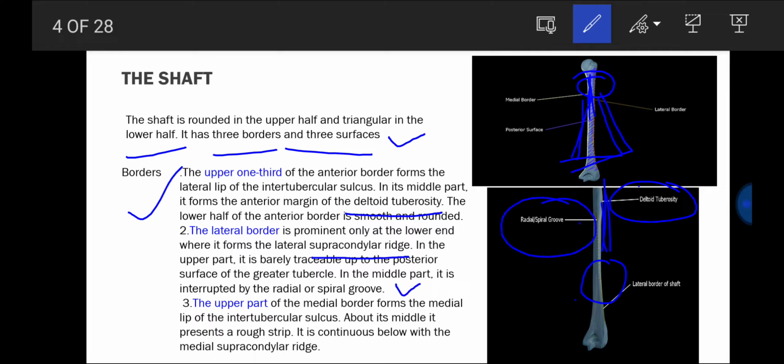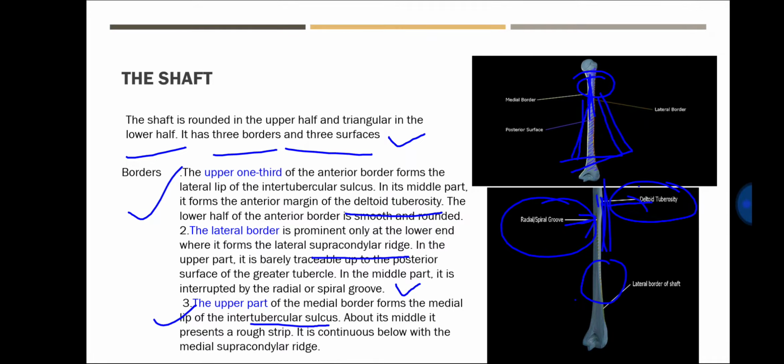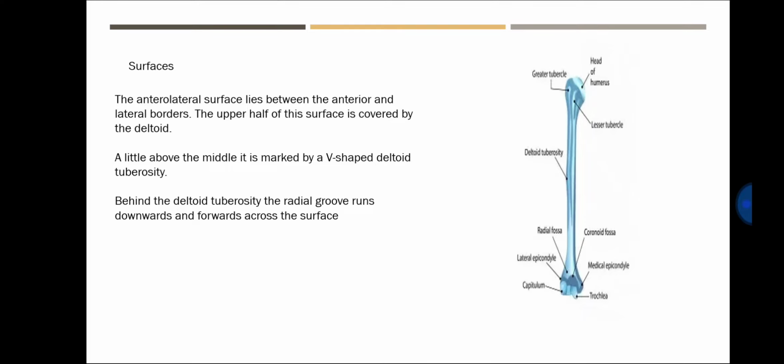Here is the radial and spiral groove. In the upper part, the medial border forms the medial lip of the intertubercular sulcus. About its middle, it presents a rough strip. It continues below as the medial supracondylar ridge. We will see the supracondylar ridge in the next slides.